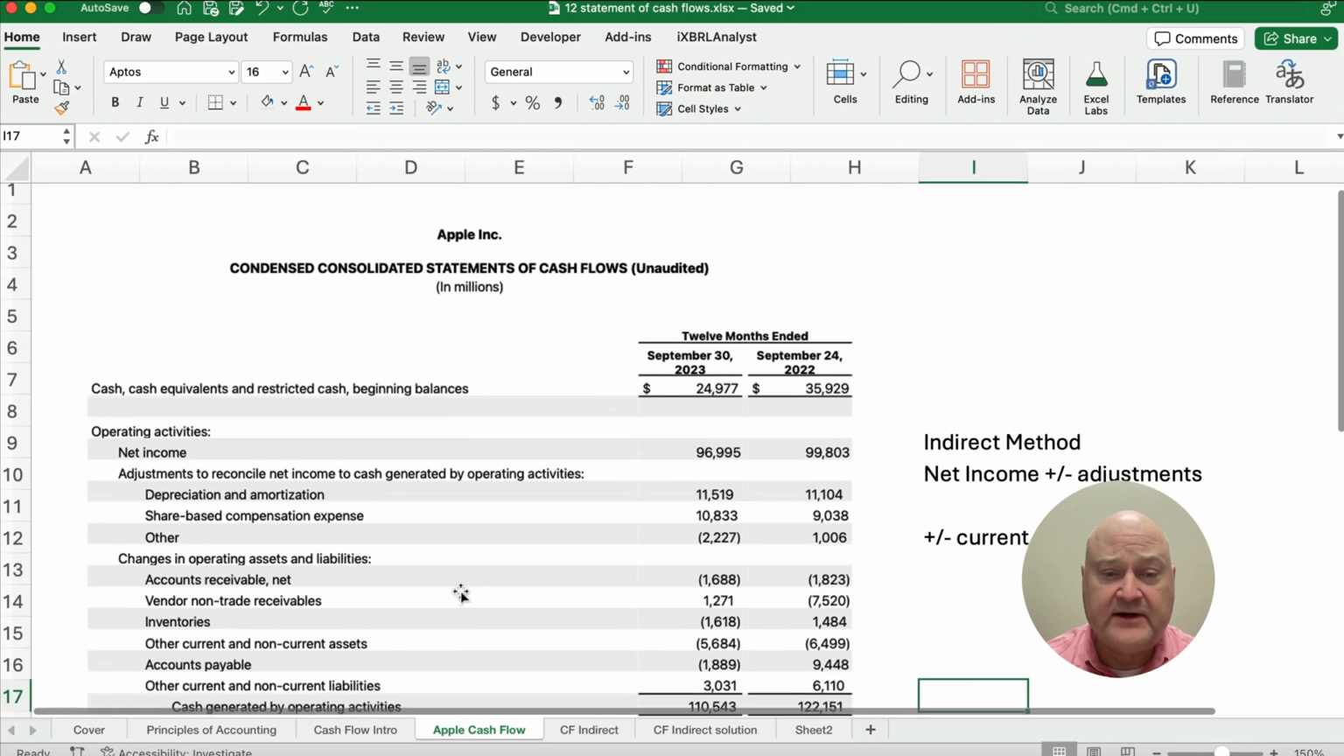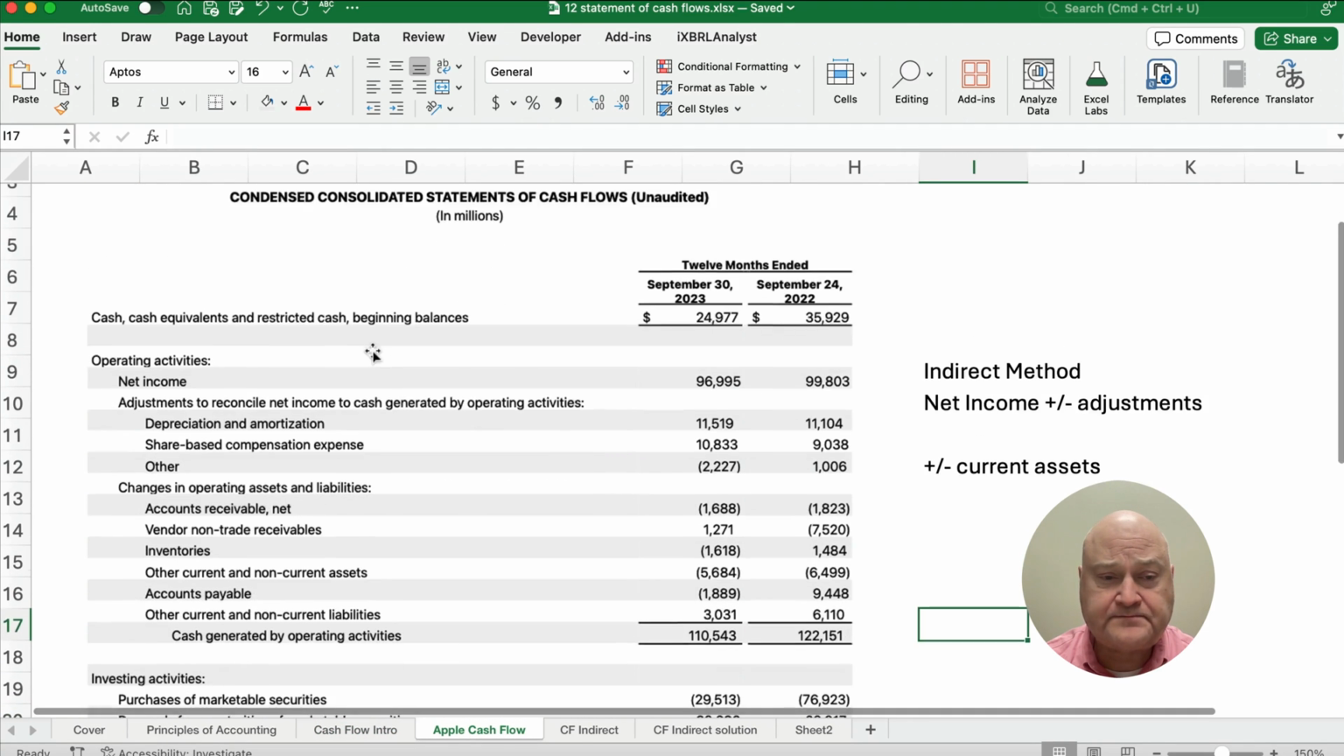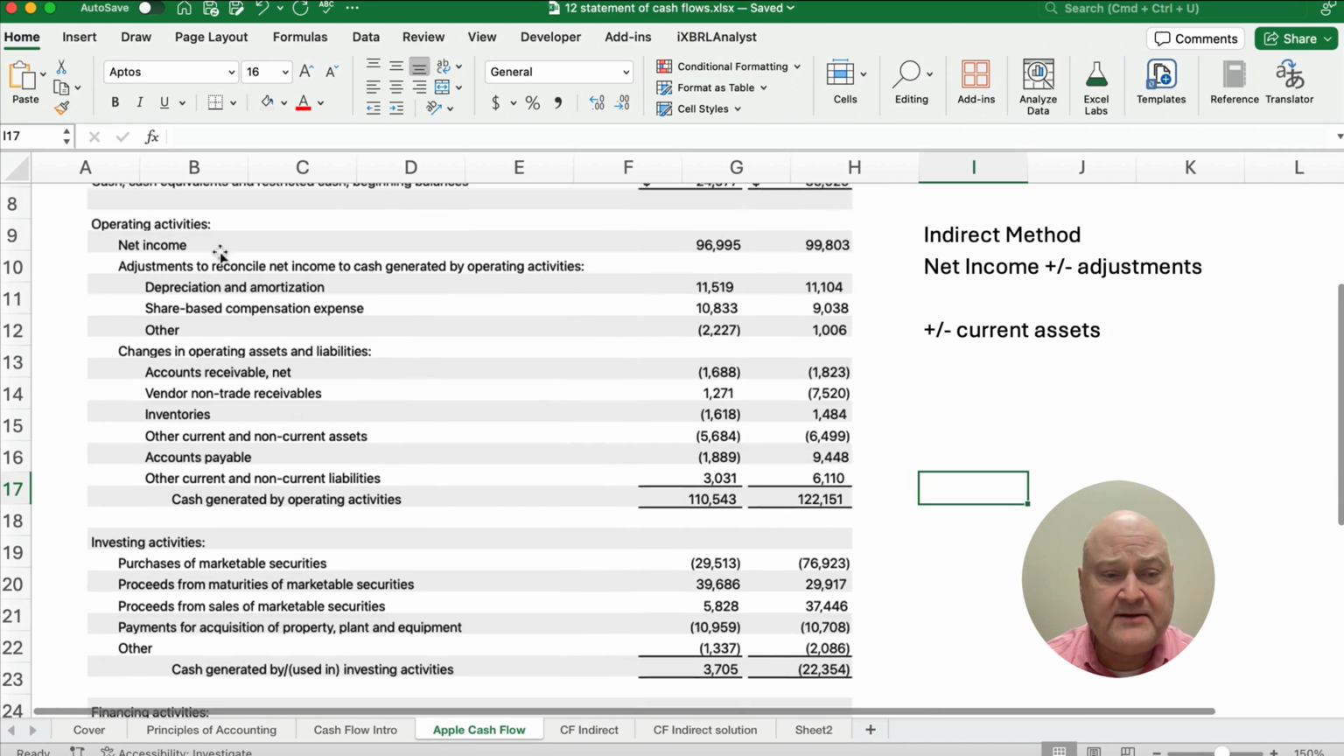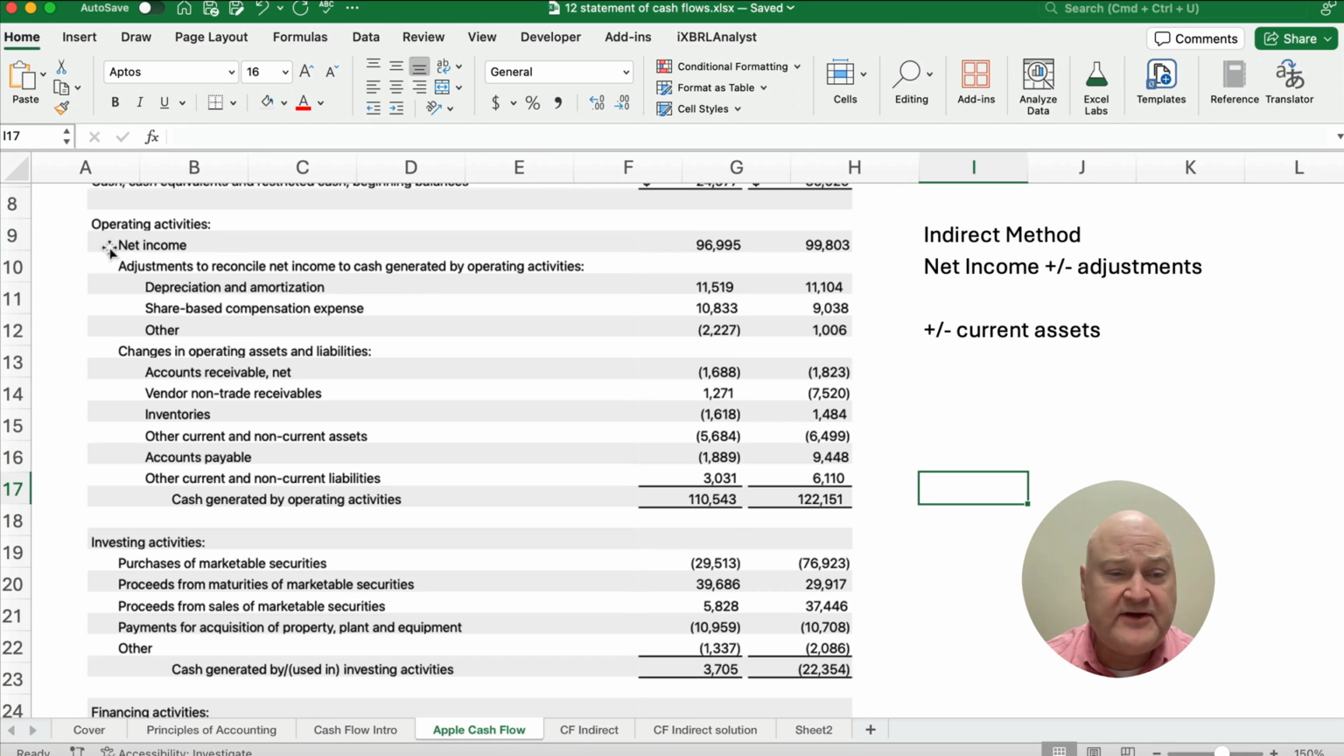So let's look at Apple's statement of cash flows. At the very beginning, they have the beginning balance of cash, and then they add the operating activities. Operating activity starts with net income, so you know that's the indirect method because they're taking net income and plus or minus adjustments. Now, let me point to depreciation and amortization. It's already included as an expense in net income. So if you looked at the income statement, we would have depreciation expense and amortization expense.